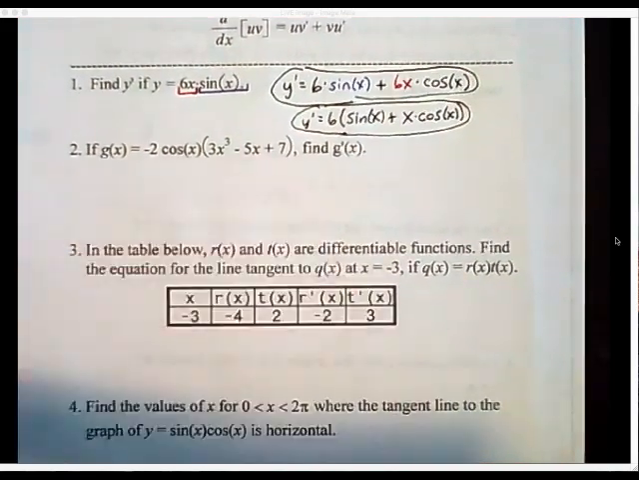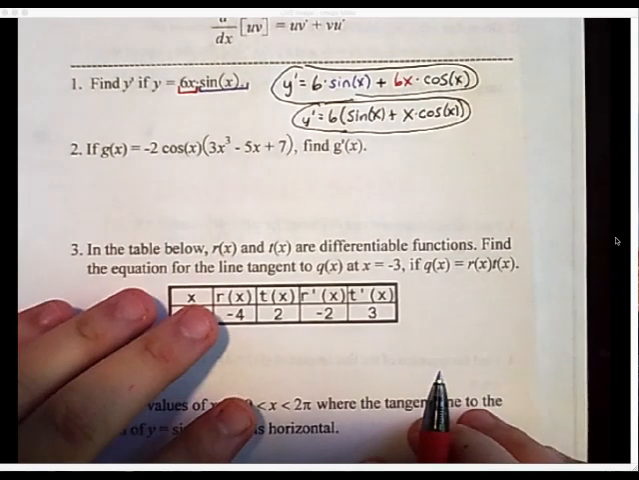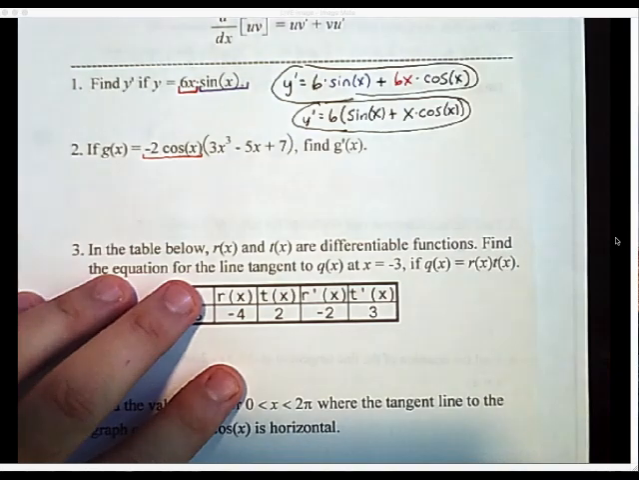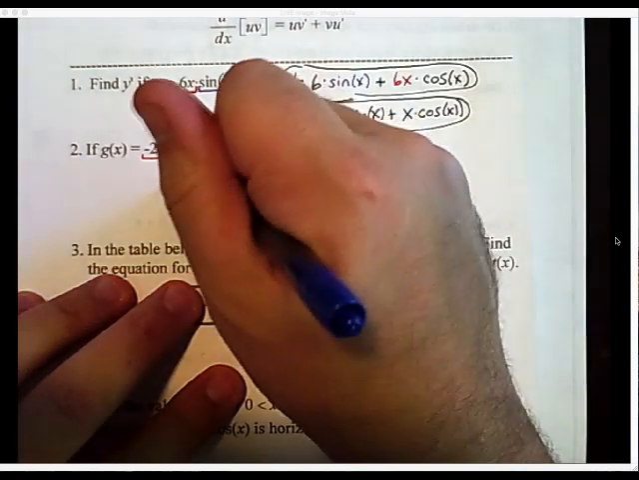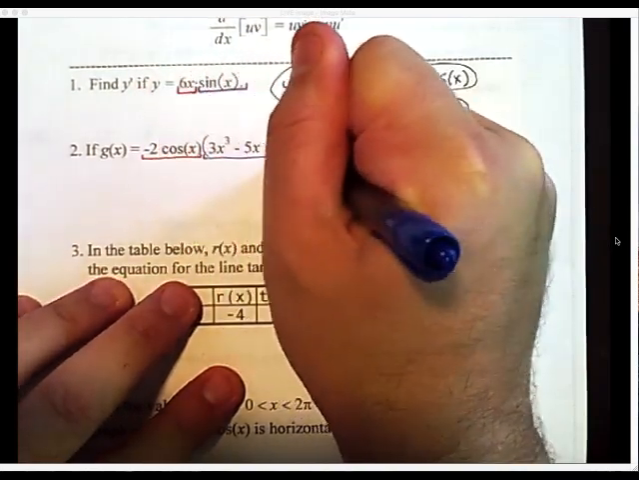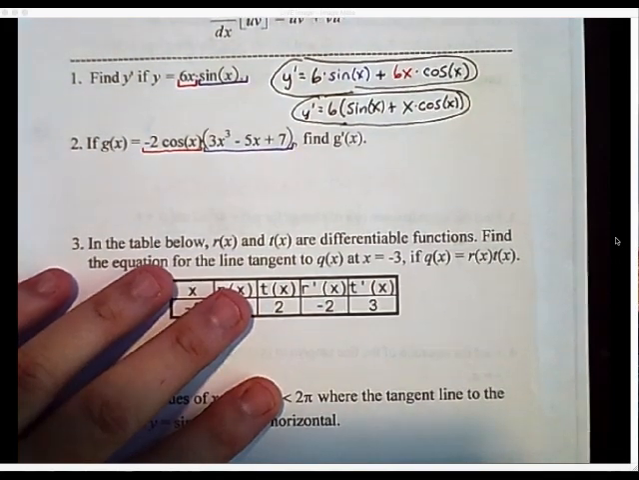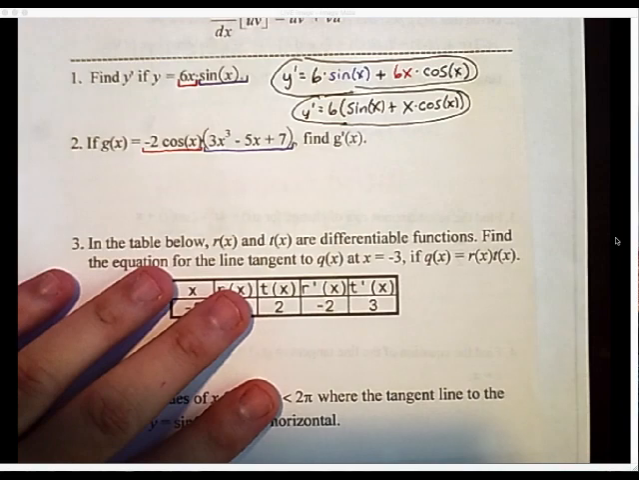All right, let's try another one. So here you have two terms again. I'm going to treat that as my first term, and this is my second term, and they're getting multiplied. So that's the key to use the product rule.